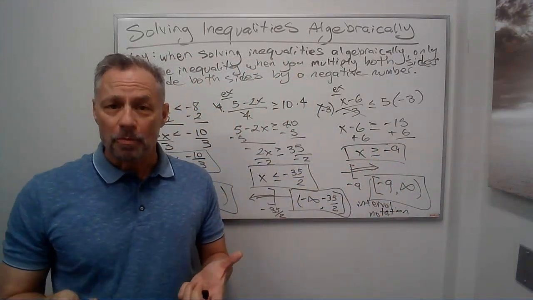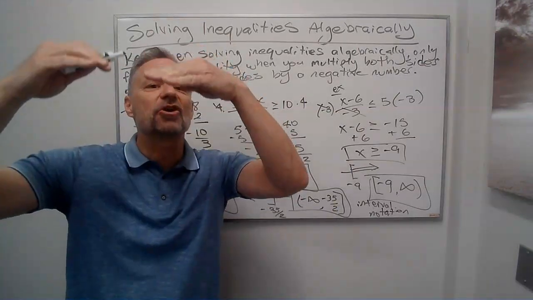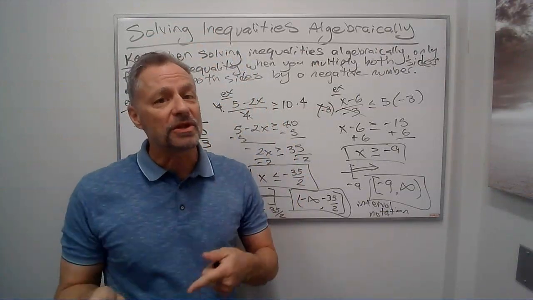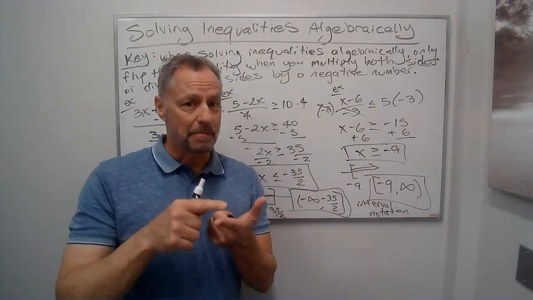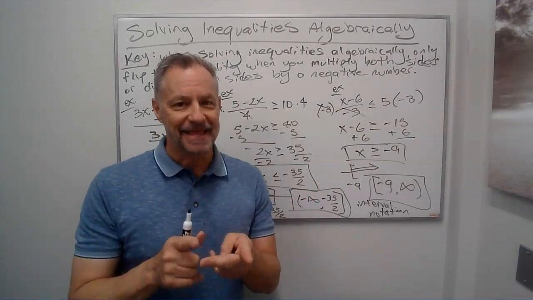Okay, so I hope that helps out. Work with these, practice. I didn't list all the different rules because most of them say, don't flip the inequality. The only ones that say flip the inequality: if I multiply both sides by a negative number or divide both sides by a negative number, then I have to flip the inequality.